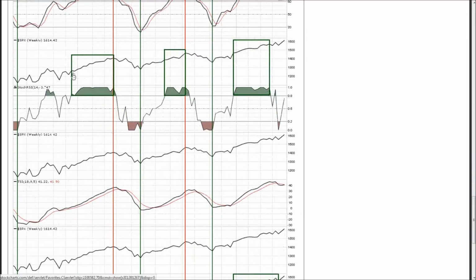Coming down here, let's look at stochastic RSI, similar situation. Overbought, good things happen.